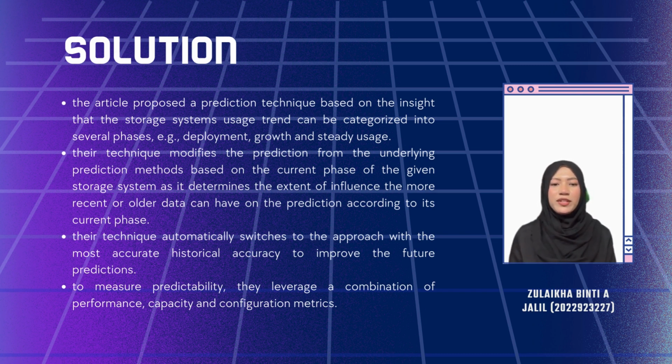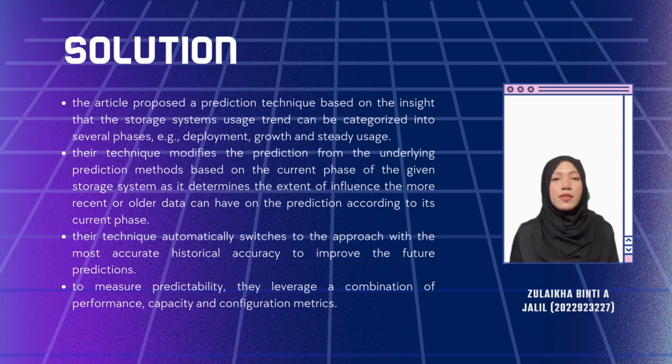Their technique modifies the prediction from the underlying prediction methods based on the current phase of the given storage system, as it determines the extent of influence the more recent or older data can have on the prediction according to its current phase. Usually, some systems do not show the standard usage pattern marked by distinct phases.